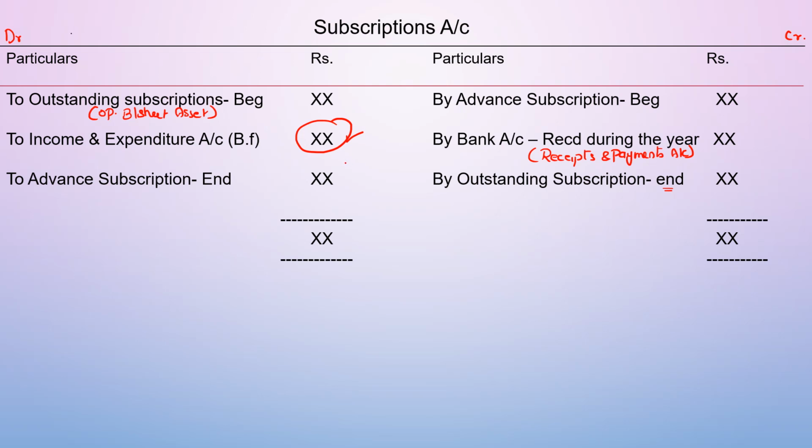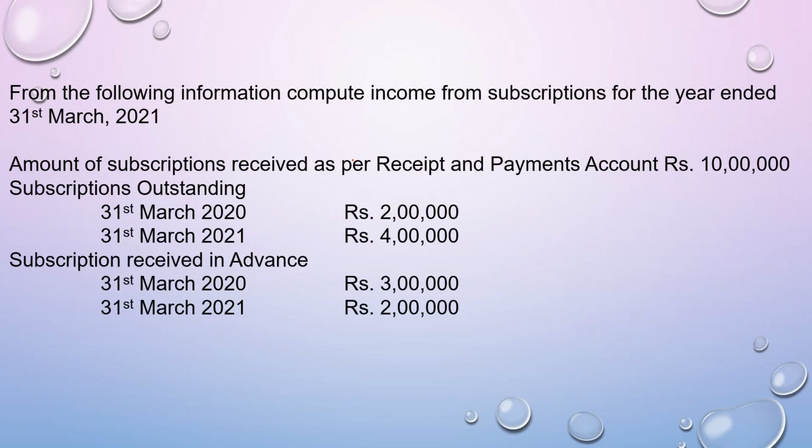So these are the two alternative ways you can use to ascertain the subscription income of the year, which you would be crediting to income and expenditure account. Now to make this more understandable, I am taking up one simple question. We will solve this and understand it. We'll solve it under both methods, statement form as well as account form, and we'll understand how we get the subscription income of the year, which has to be credited to our income and expenditure account.